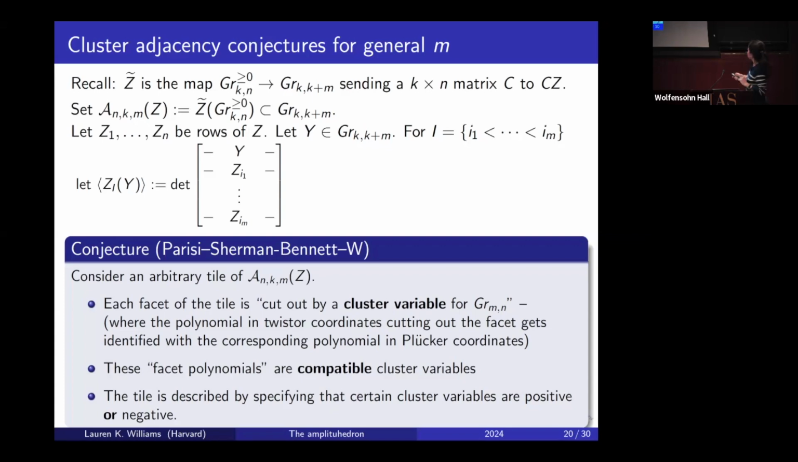I'll just mention that in cluster algebras, we're very familiar with the idea of defining the positive part of a cluster variety as the subset where cluster variables are all positive. But here we see a different phenomenon where some of them are positive and some are negative, but the signs are fixed.